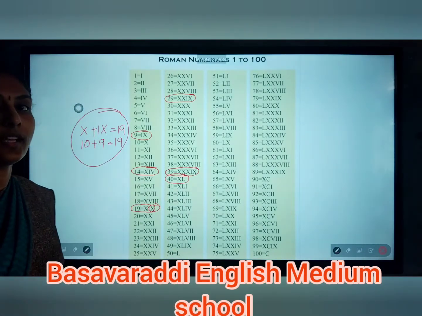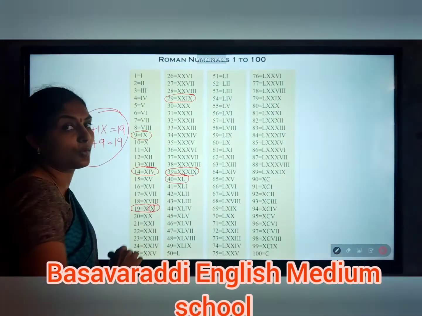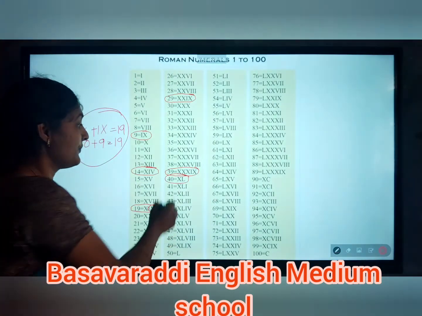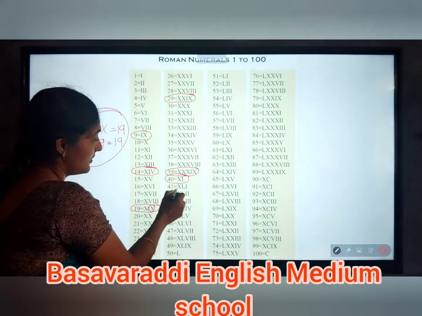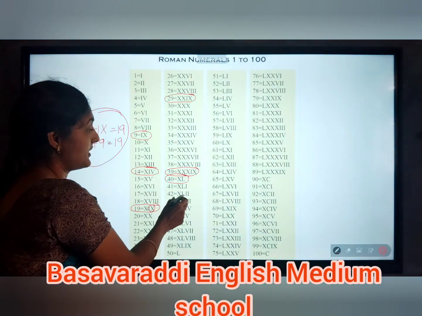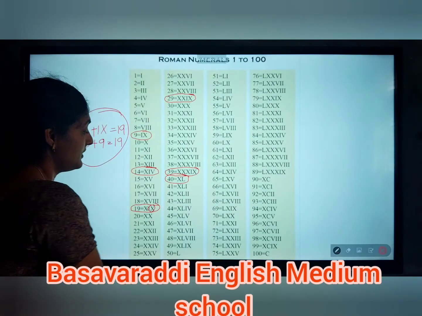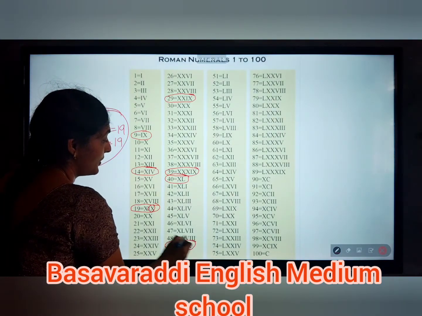The 40, X and L. The X is subtracted from the bigger one, that is the L. So XL value is 40. So the 41 is XLI. Then 42 is XLII. Then how to write the 49? Next continue from up to 49.